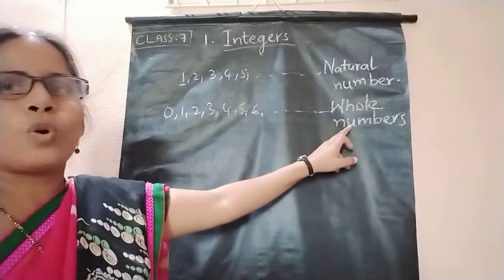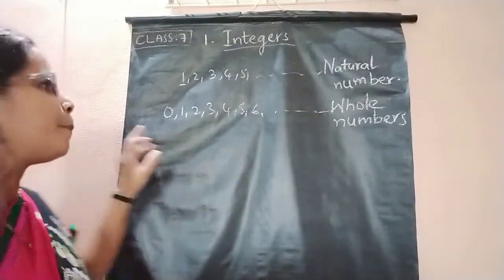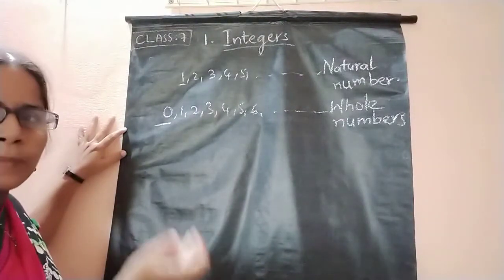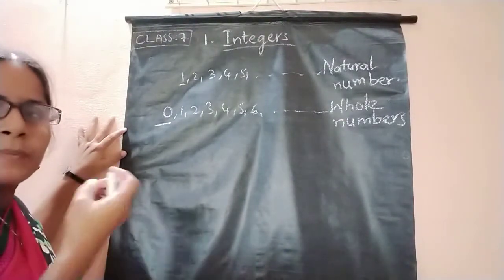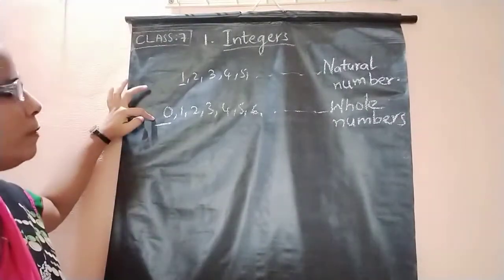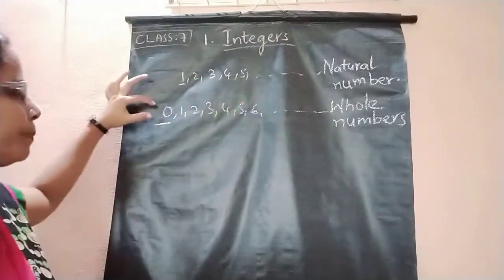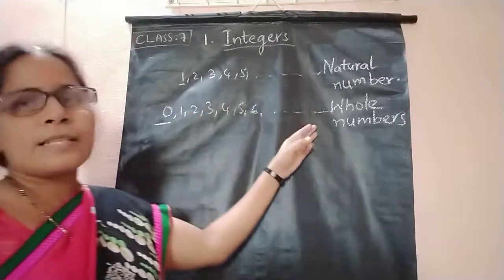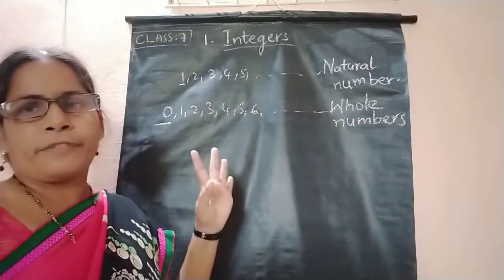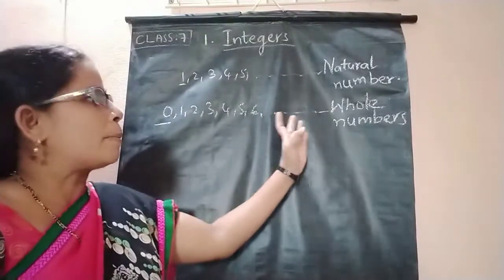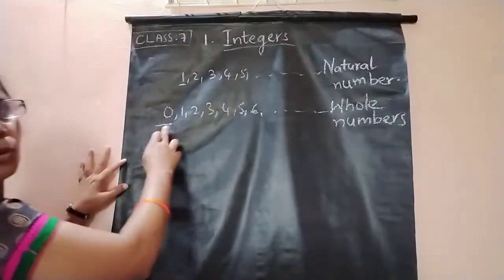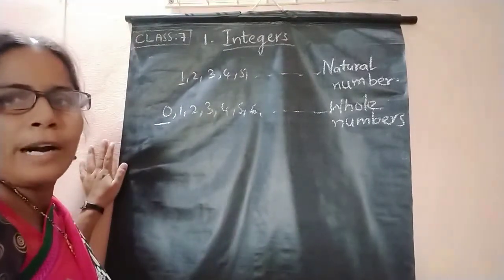In these whole numbers, which is the smallest one? 0 is the smallest one. Smallest one means which comes before, which comes at the start. So in these whole numbers, 0 is the smallest number. And which is the biggest number? We can't identify that. Why? Because the numbers keep going on. So the smallest is 0, the biggest is undefined.